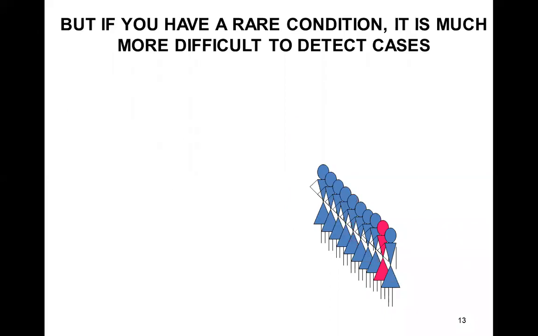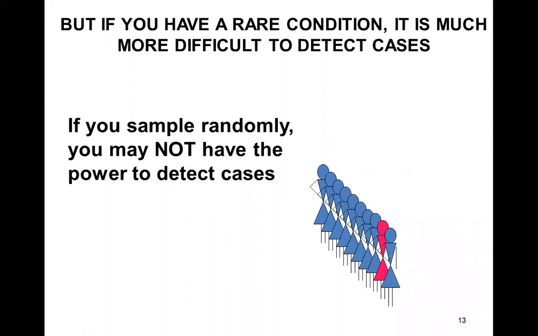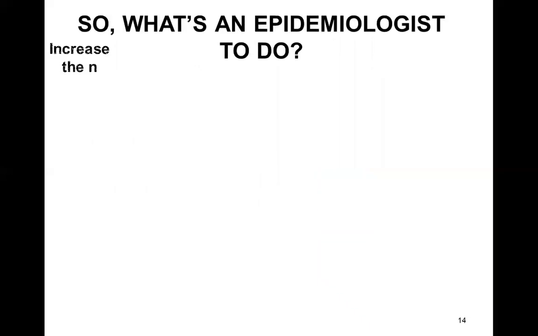And so if you have a rare condition, what do you do? If you sample randomly, you may not have the power to detect cases either. So even though I'm doing random sampling, because there's only 1 out of 10 in this sample, I'm not going to be able to detect it. So what are you supposed to do in that case? You want to increase the N, right? So that's where our cohort studies come in.